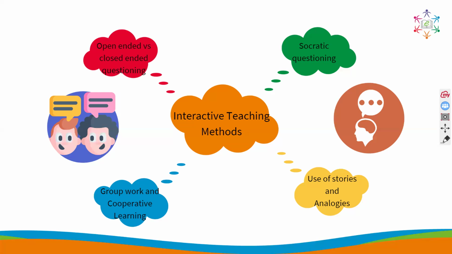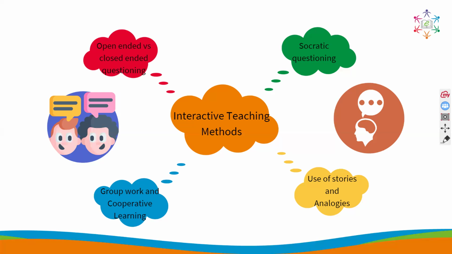Then, make use of stories and analogies to make scientific concepts relatable and easier to understand by connecting them to familiar experiences. For example, you can use an analogy like, the cell membrane is like a security gate that controls who enters and leaves the cell. This can be used to explain the function of the cell membrane in a biology lesson.